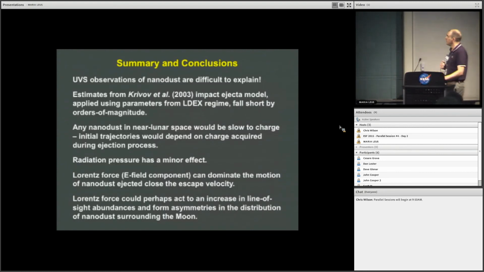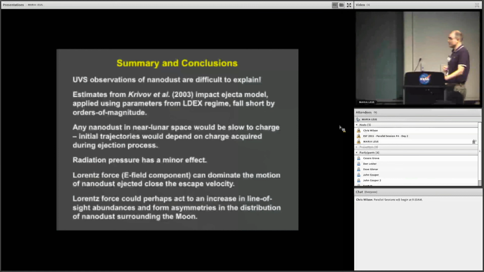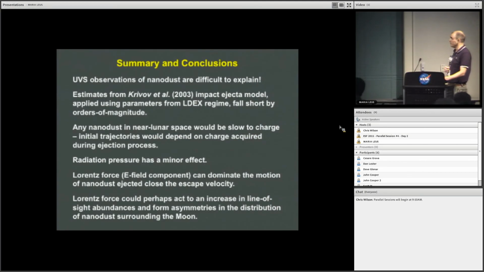So in summary, the UVS observations of nanodust are pretty difficult to explain, and I think we need to get a little more sophisticated with our modeling. Estimates from the Krivov impact ejecta model applied using the LDEX parameters fall short by orders of magnitude, so there's obviously something more going on than is included in that model. Any nanodust in near-lunar space would be slow to charge, which suggests that the initial trajectories depend on the charge acquired during the ejection process.